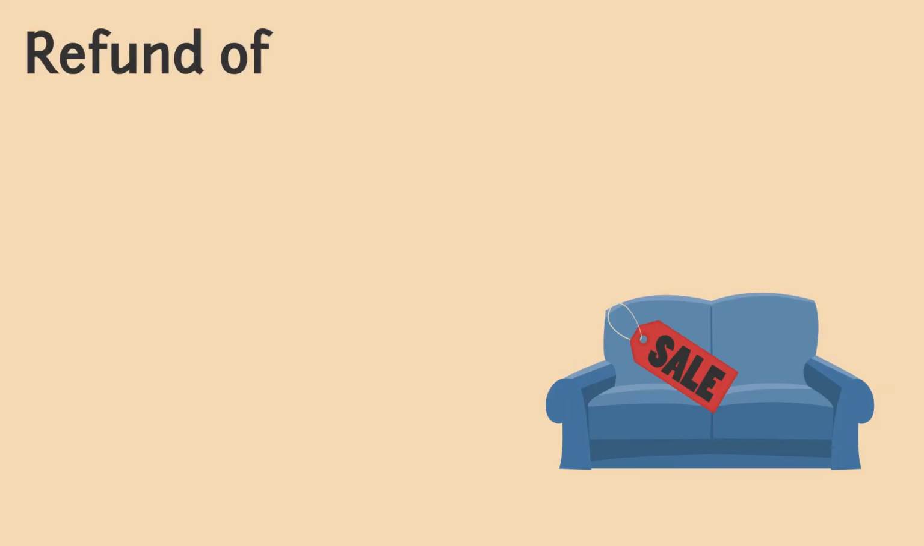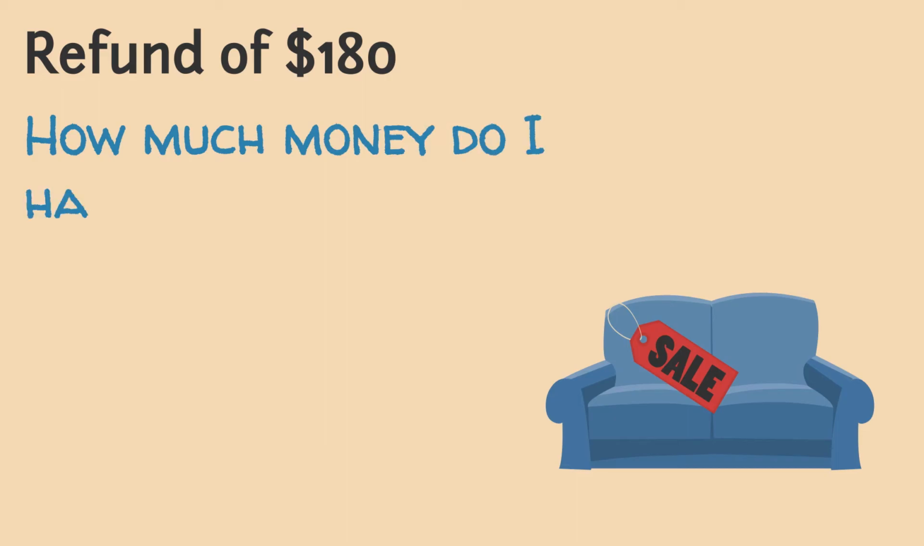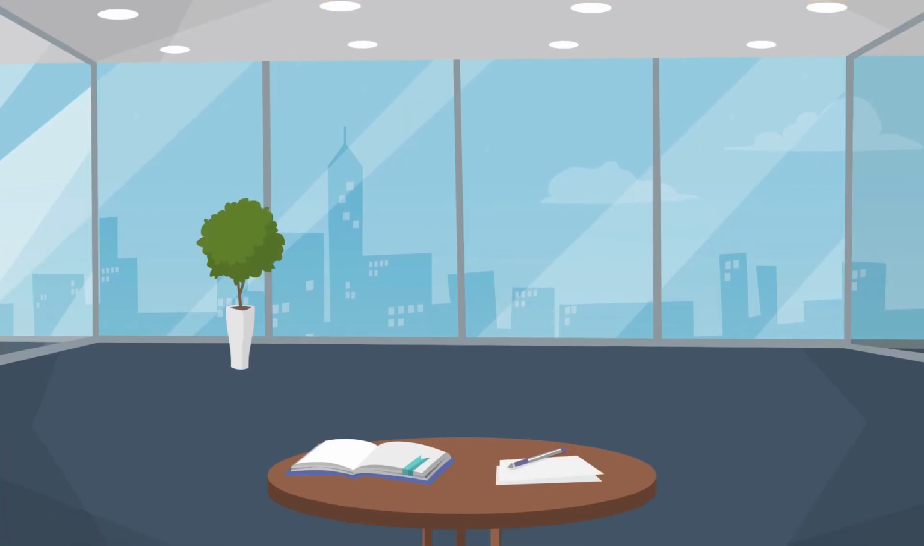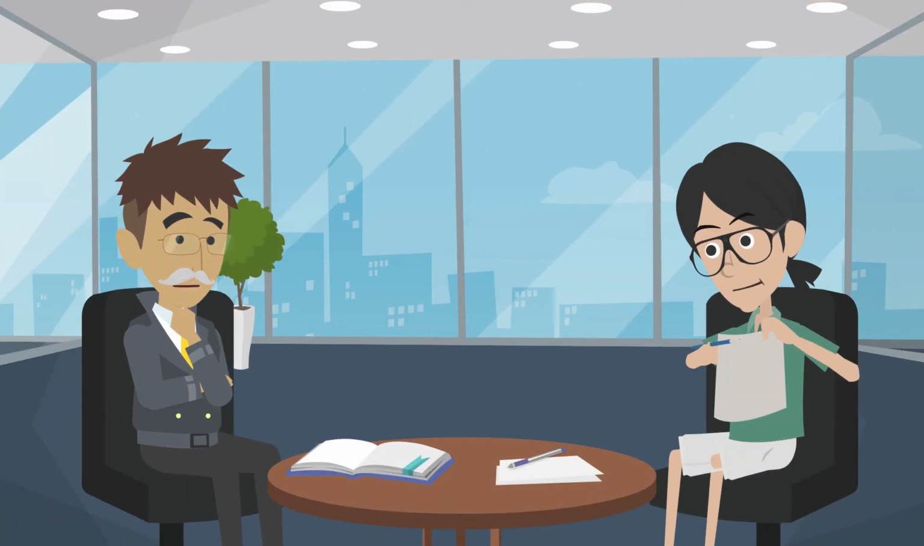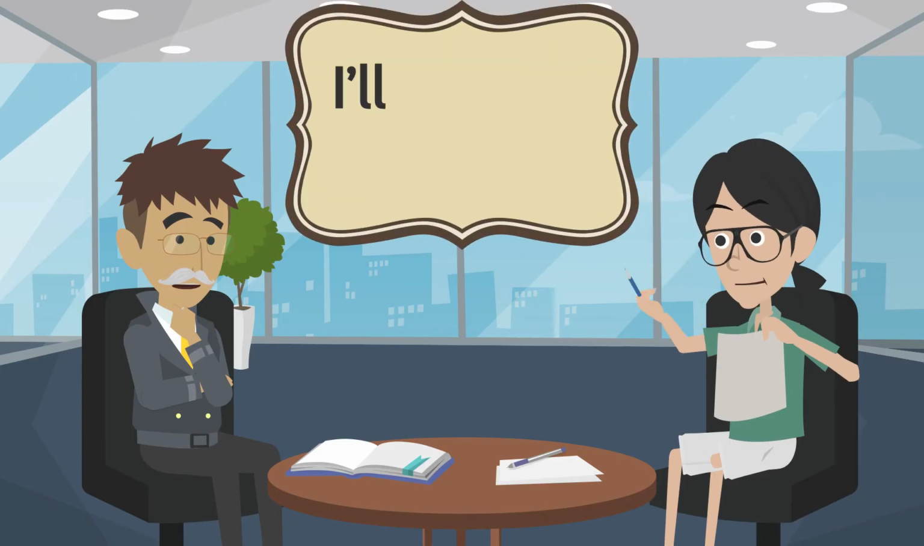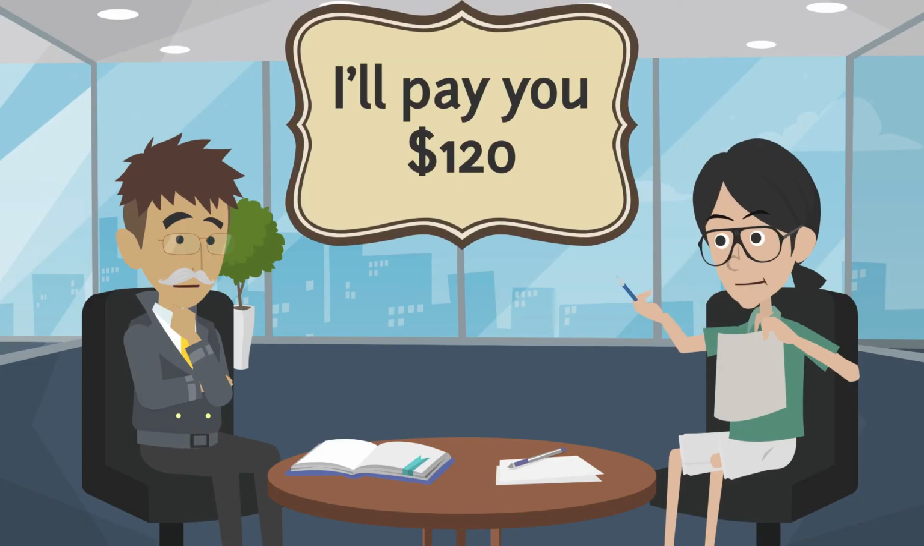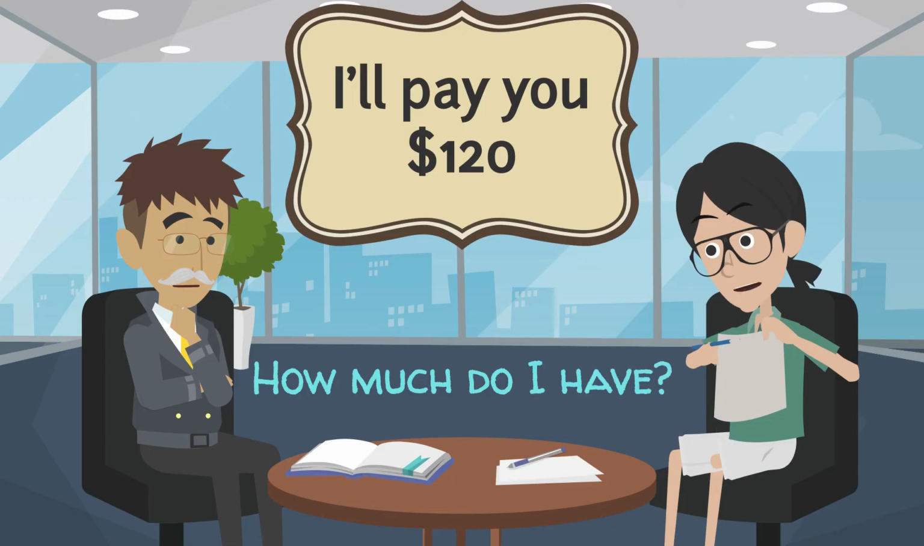2 days after I purchased the sofa, it went on sale. The store credited me the difference of $180. How much do I have, or how much do I owe now? I helped another friend with a project and he paid me $120. What is my balance now?